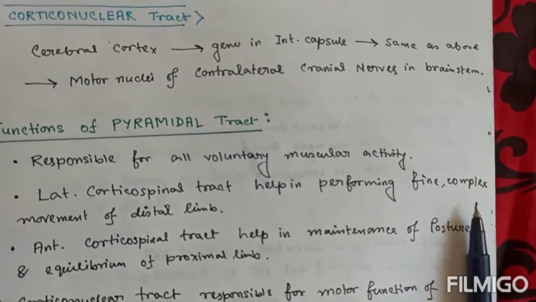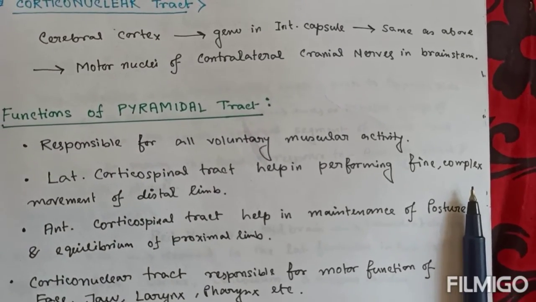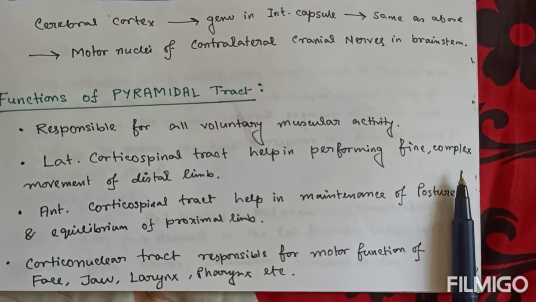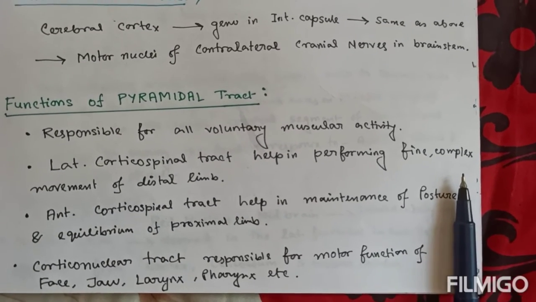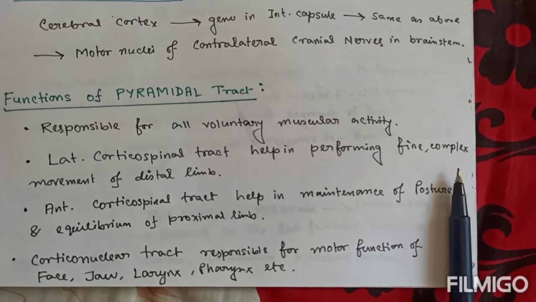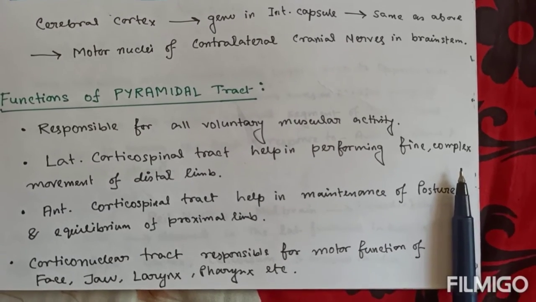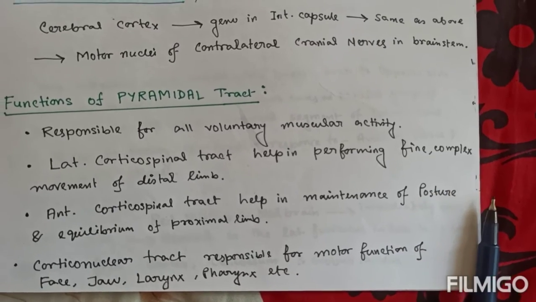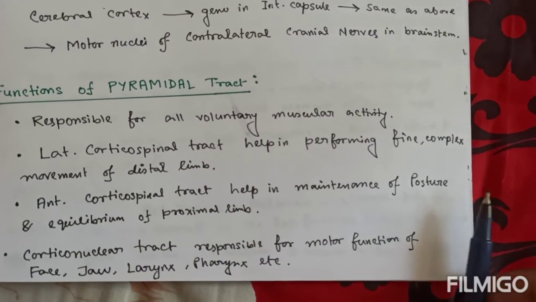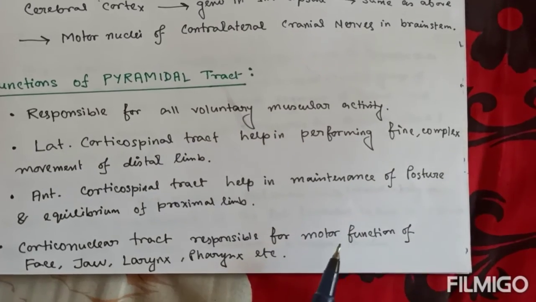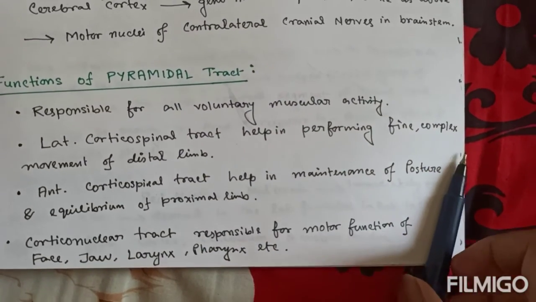Now the overall functions of the pyramidal tract. They are mainly responsible for voluntary muscular activity, and specifically the lateral corticospinal tract helps in performing fine complex movement of the distal limb as stated earlier, and the anterior corticospinal tract helps in maintenance of posture and equilibrium of the proximal limbs. And the corticonuclear tract is responsible for motor functions of the face, jaw, larynx, pharynx, etc.